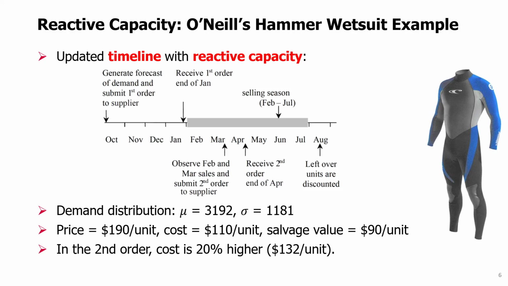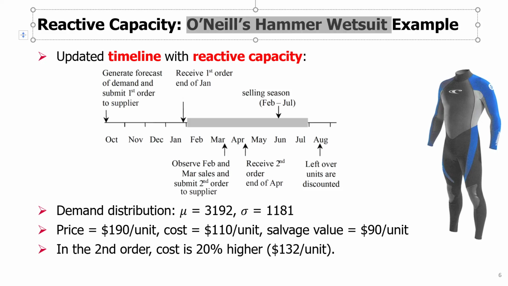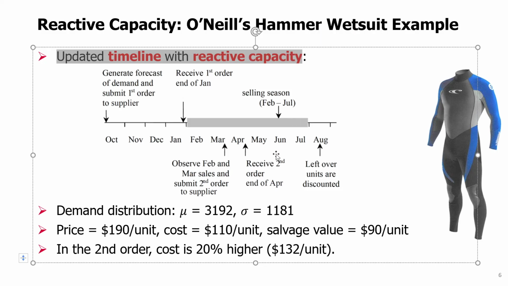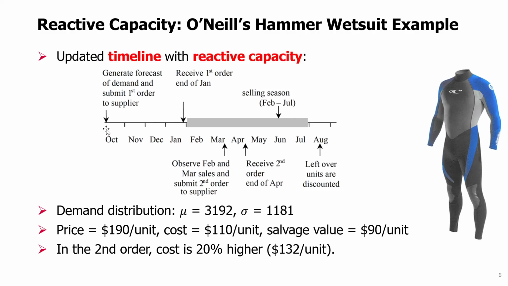Again, we're going to focus on O'Neill's product, Hammer Wetsuit, right? But the updated timeline will have some reactive capacity. So this time, as before, we have to generate a demand forecast way before the season begins. We have to submit, but we submit only the first order to the supplier.